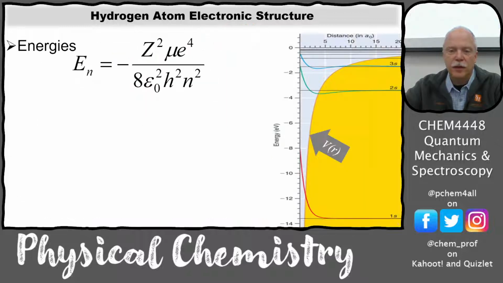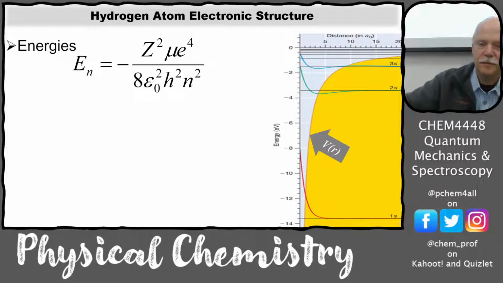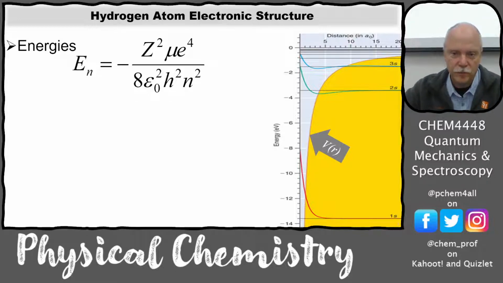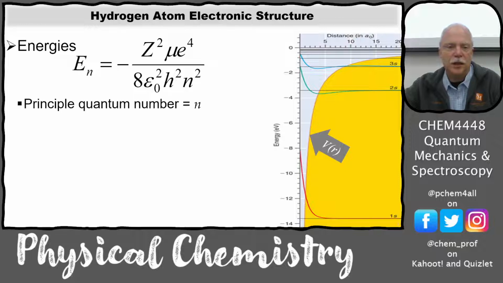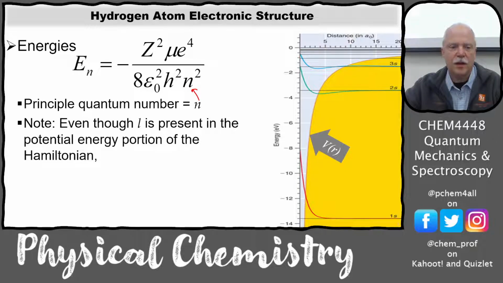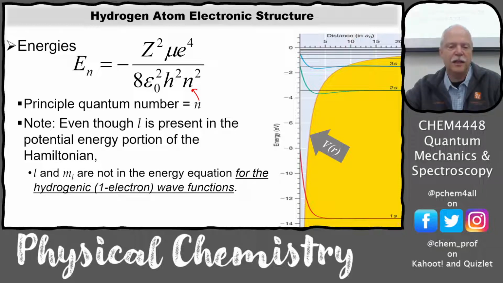Okay, so let's look at this energy equation that comes out of the Schrodinger equation. We have the principal quantum number in the energy equation right there. And even though l is present in the potential energy portion of the Hamiltonian, it's not in this energy equation. It does not for one electron atoms, but when we get to two electron atoms, then we'll see l and m sub l.